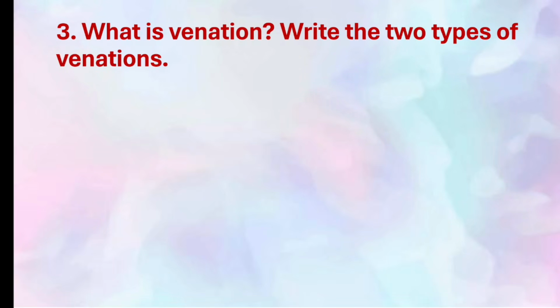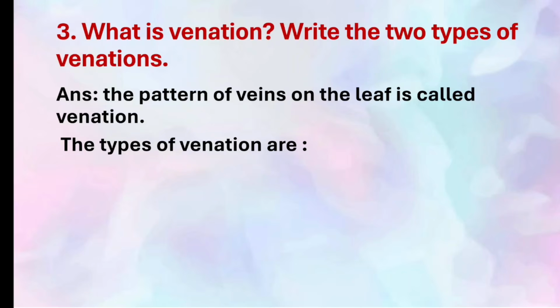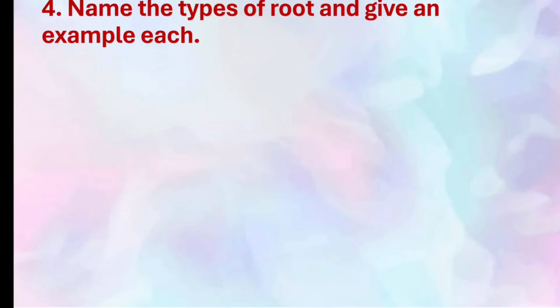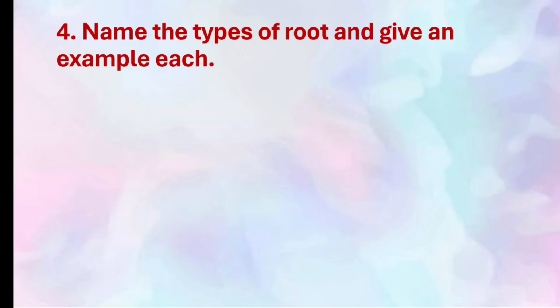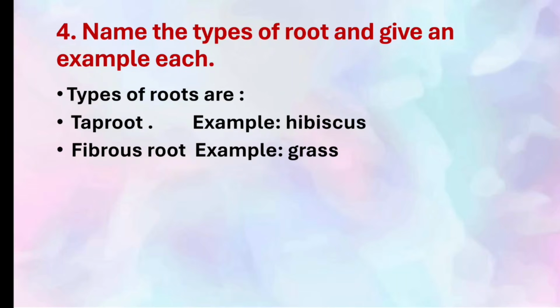Third question. What is venation? Write the two types of venations. Answer. The pattern of veins on the leaf is called venation. The types of venations are reticulate venation and parallel venation. Fourth question. Name the types of root and give an example each. Answer. Types of roots are taproot, example hibiscus. Fibrous root, example grass.